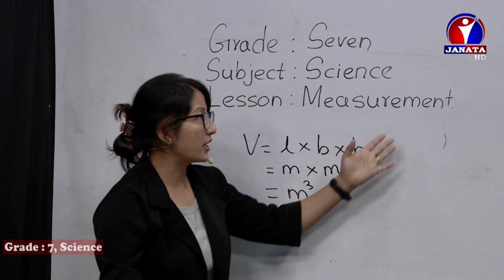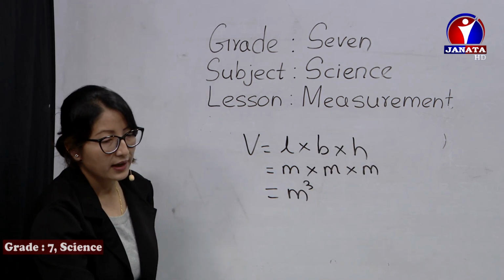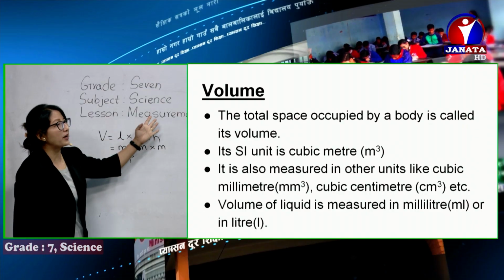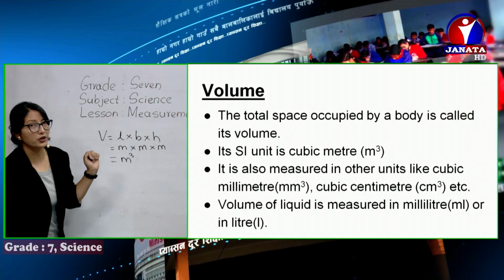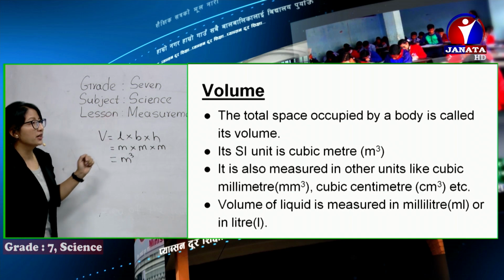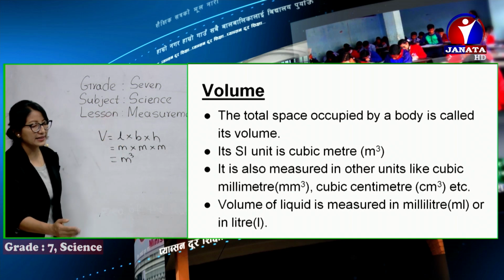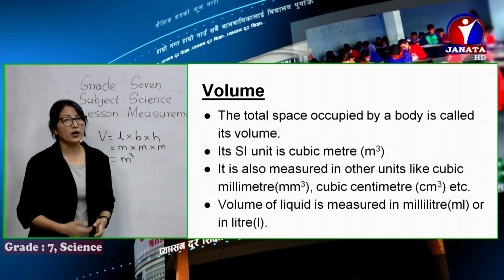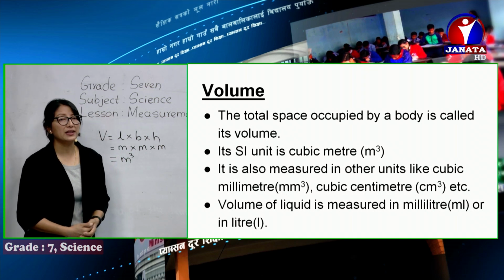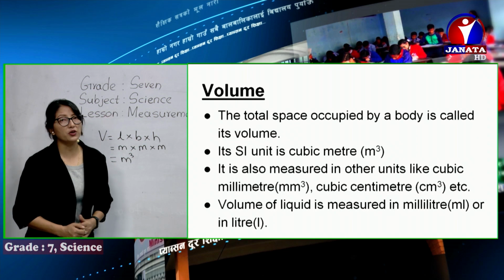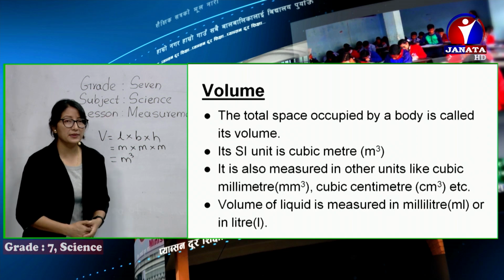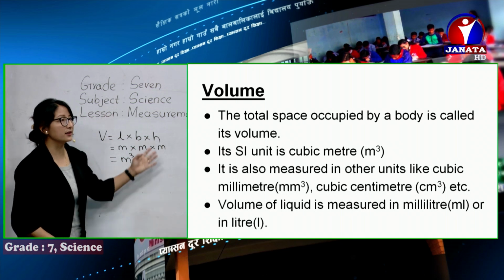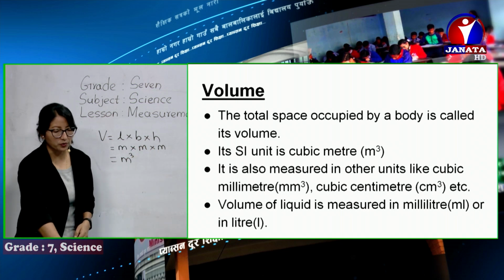You can just have a view in the slides. The revision of volume: the space occupied by a body is its volume, the SI unit is meter cube. We can measure in other units like centimeter cube and millimeter cube, etc. Now, what if we have to measure the volume of liquid? Volume of liquid, we represent in milliliter or liter. These are the units used for measuring the volume of liquid.